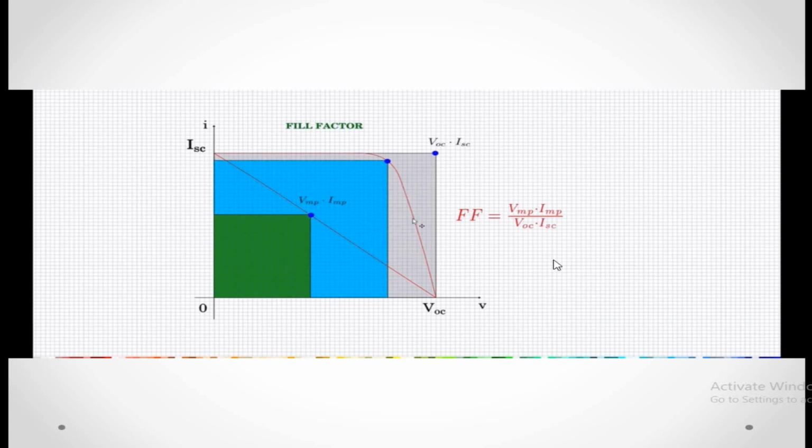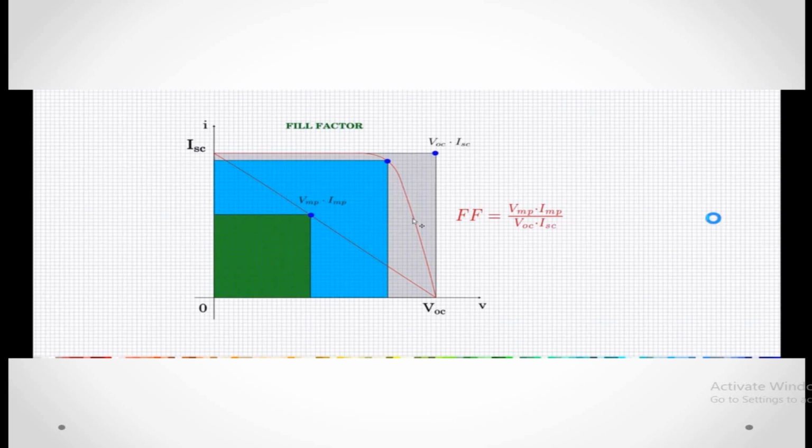Earlier, for the normal typical PV cell curve, the operating region is blue color. The fill factor value will be higher for the blue color operating region compared to the green color operating region, because the blue color operating region is much closer to the gray color operating region, that is the theoretical operating region. That is why the fill factor for the blue color operating region is higher compared to the green color one. So this is regarding fill factor and its formula.